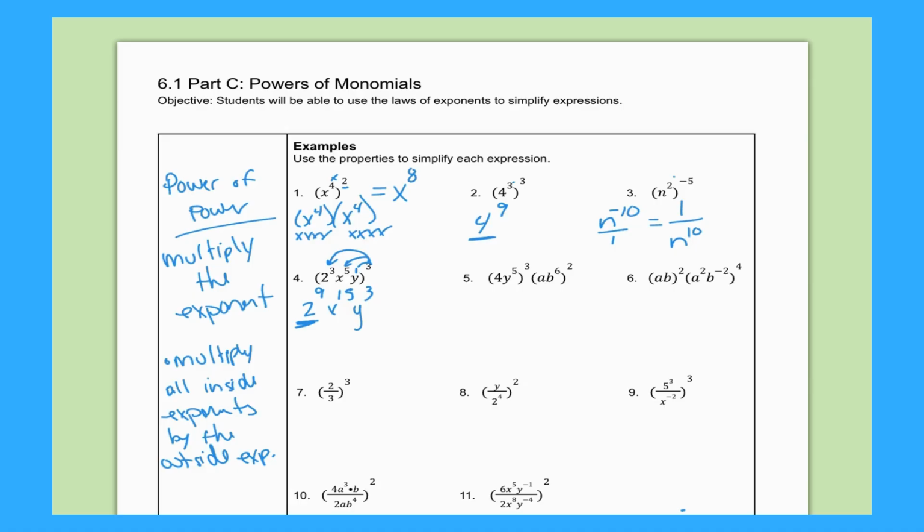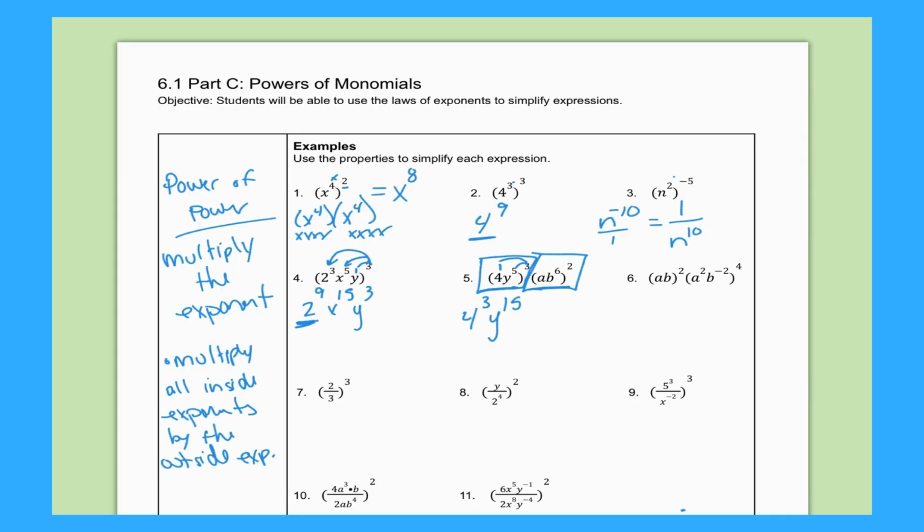Number 5. I'm going to do this part first, and then I'm going to do this part. So this 3 is only on the outside of this parentheses, and the 2 is on the outside of only this one. So it's like 2 problems in one. This 4 does have a hidden 1, so we're going to multiply 3 times 1. That becomes 4 to the 3rd. And then 3 times 5 becomes y to the 15th.